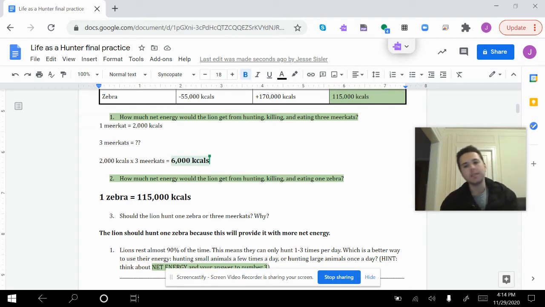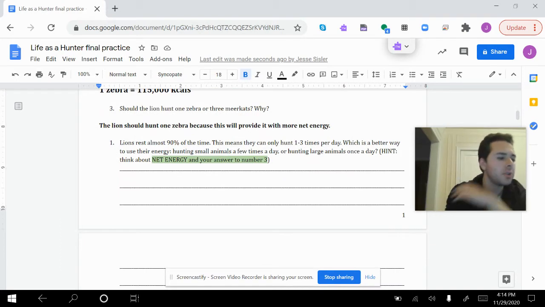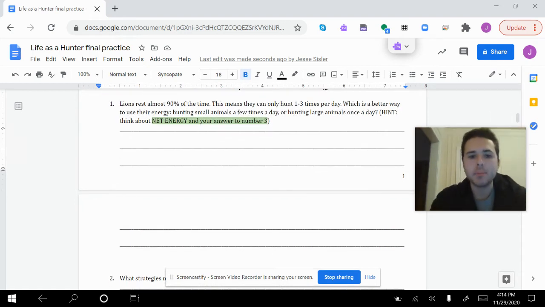Now, that's kind of the basic way of looking at it. It gets a little more complicated when you consider these next sets of questions. So our first question is, lions rest almost 90% of the time. So almost the entire day, they are resting. If we think of a 24-hour day, I think 90% would be about 22 hours of the day spent resting or sleeping. And because of that, they only are able to hunt about 1 to 3 times per day, right? Because hunting takes time.